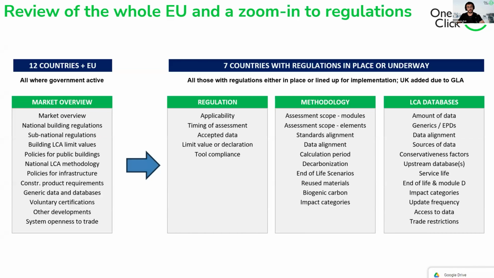So to do a holistic review of the EU regulations, we actually looked at 12 different countries in the EU where government is active in the space of life cycle assessment. We looked at the market overview, national building regulations, sub-national regulations. You can see the full list that we went through to do a market overview. We identified 7 countries with regulations in place or underway.